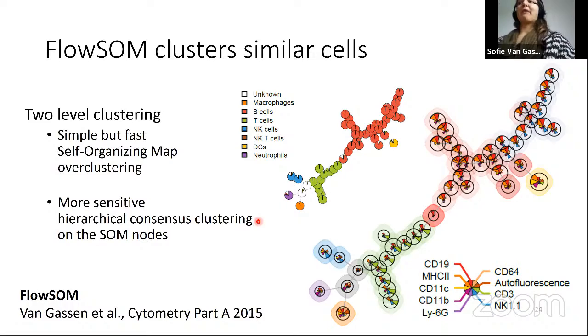So first, very fast, but not so precise, so we make very small clusters. And then in a second step, we do the aggregation again, grouping them back together until they correspond nicely with the populations that are actually of biological interest.